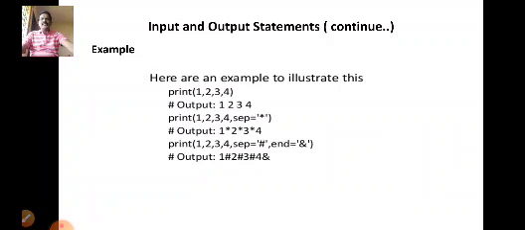So here in this example, print 1 2 3 4, output 1 2 3 4. Print 1 2 3 4 with separator a star, so that time it is 1 star 2 star 3 star 4. Instead of a comma, here the separator is a multiplication sign. Print 1 2 3 4 with separator hash and end with dollar sign. Output 1 hash 2 hash 3 hash 4 dollar.